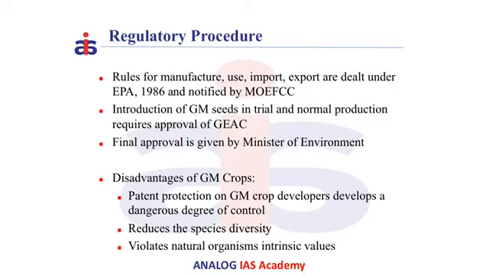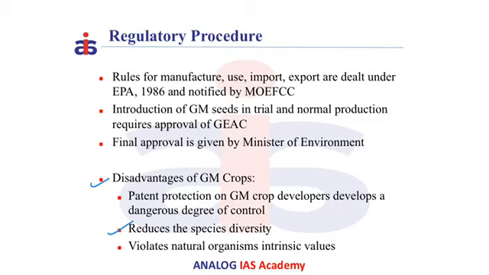Now let us look into the disadvantages of GM crops. It reduces species diversity. For example, if the GM crop is made insect resistant, then that plant can harm the insects that are not its intended target, which may eventually lead to the destruction of that particular insect species.